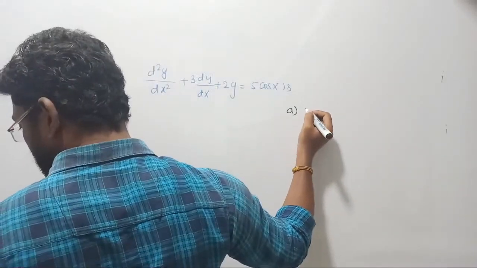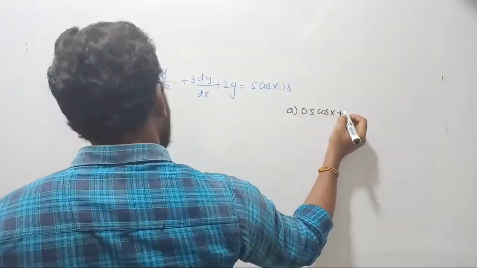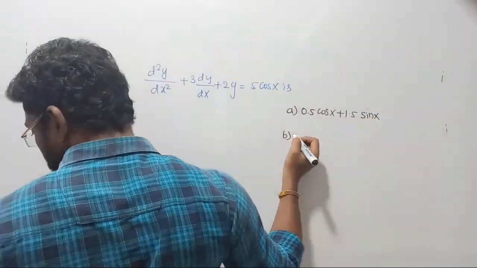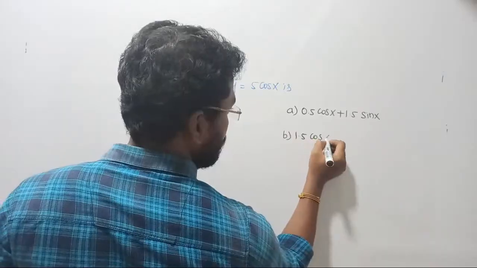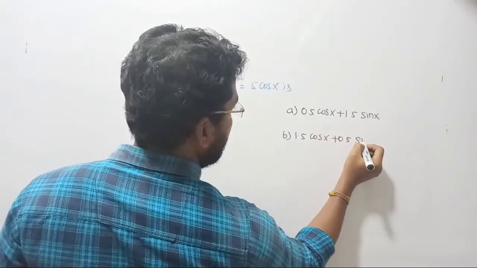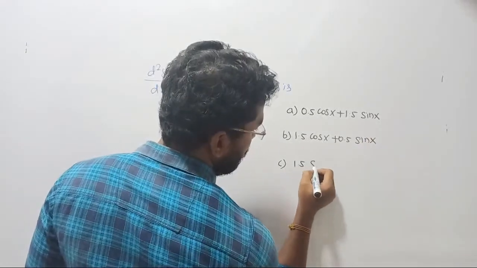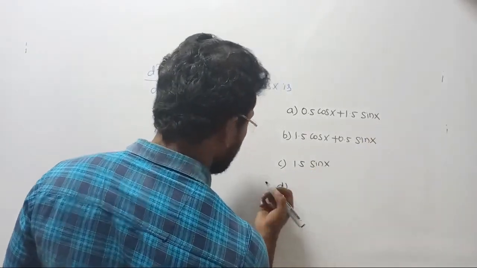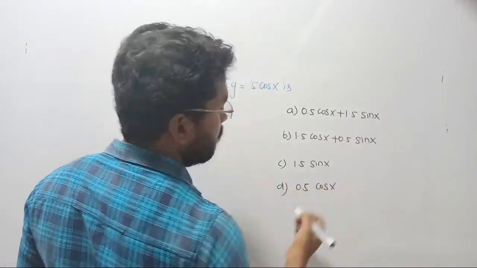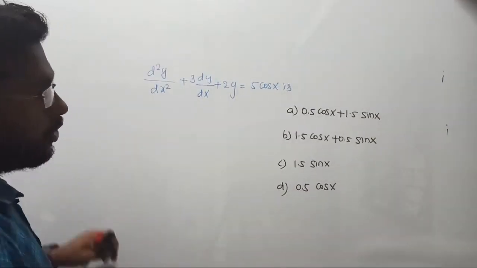In option A, they said 0.5 into cos x plus 1.5 times sin x. In option B, 1.5 into cos x plus 0.5 into sin x. In option C, 1.5 times sin x. In option D, 0.5 times cos x. Shall we proceed now? Did they give any initial condition? No, nothing is given, so shall we just proceed?